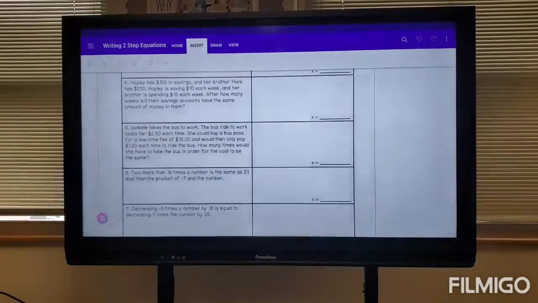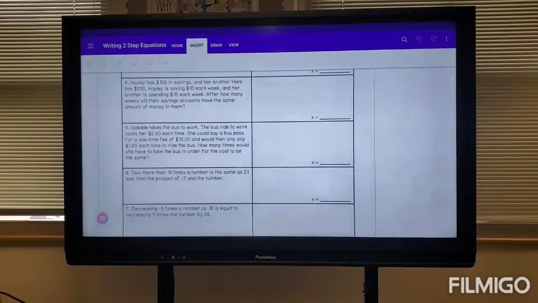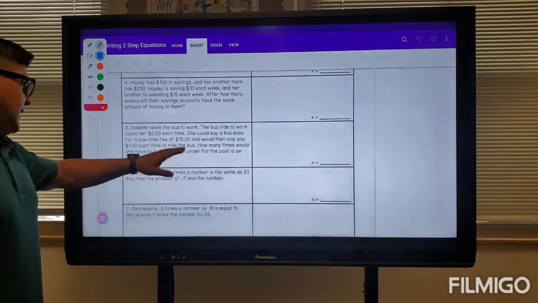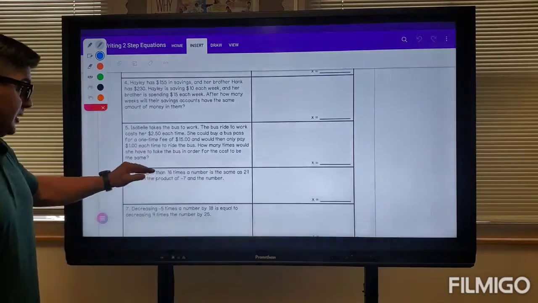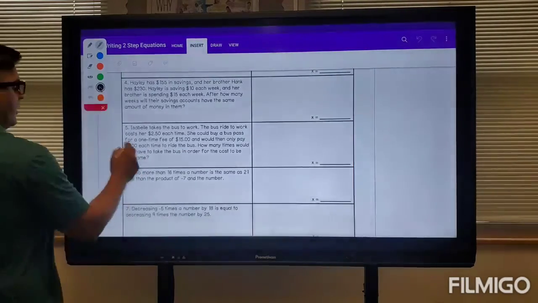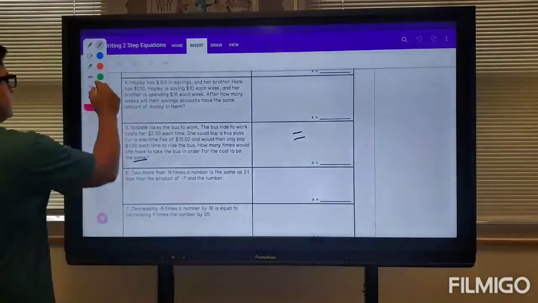Isabel takes a bus to work for number 5. The bus ride costs $2.50 each time. She could buy a bus pass for a one-time fee of $15 and would only pay $1 each time to ride the bus. How many times would she have to take the bus in order for the cost to be the same? Well, we know right off the bat there's going to be 2 parts of this equation. Okay?